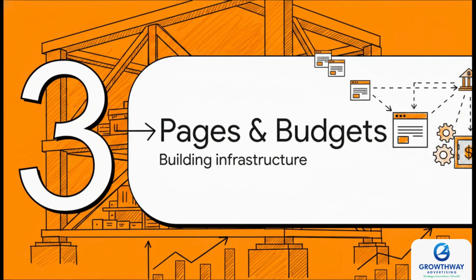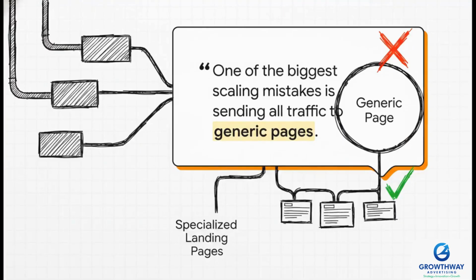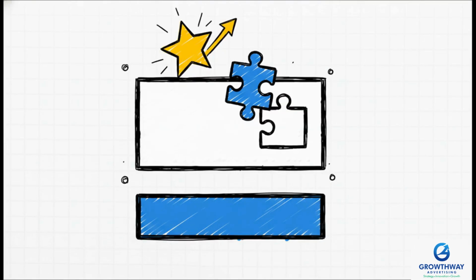Next up, section 3, landing pages and budgets. This is where we build out the internal infrastructure. Layer 3 introduces a golden rule. Honestly, one of the absolute biggest scaling mistakes you can make is sending heavy traffic to generic pages. In a high-budget setup, every single campaign has to act like dedicated plumbing, connecting directly to a highly relevant, specialized landing page path. But for those dedicated paths to actually work, there are a few non-negotiables.